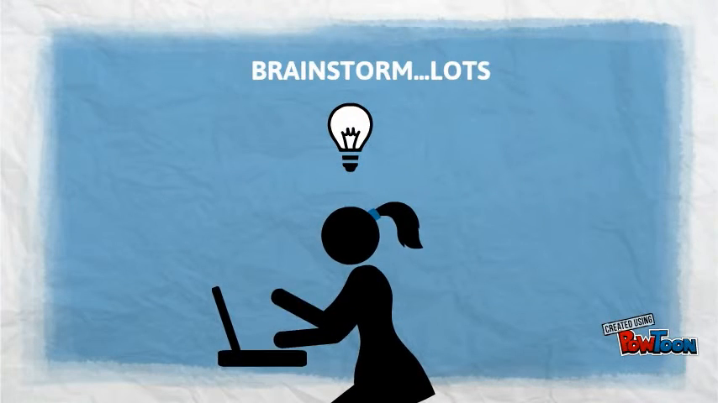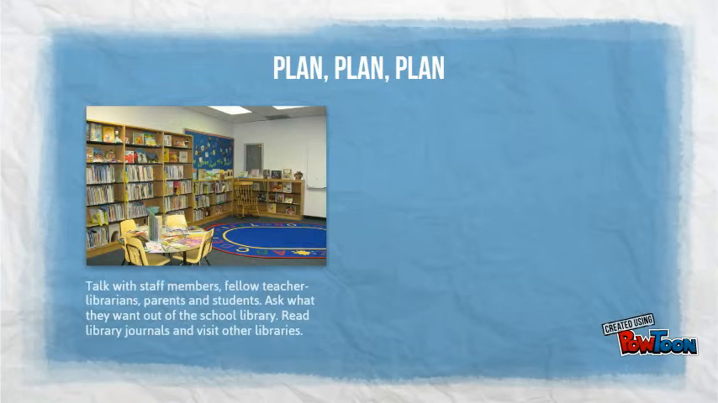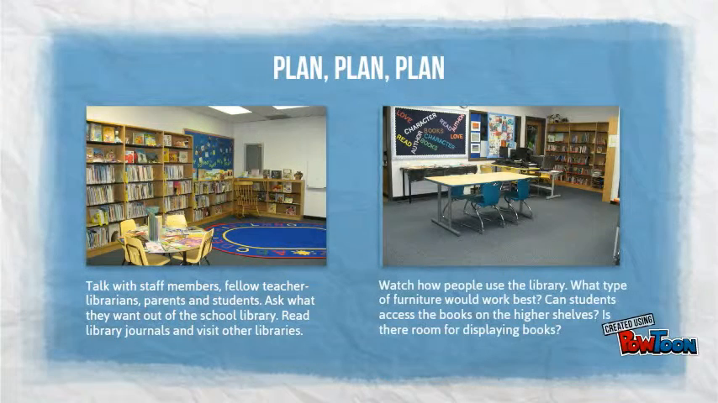Brainstorm, lots. Plan, plan, plan. Talk with staff members, fellow teacher librarians, parents, and students. Ask what they want of the school library. Read library journals and visit other libraries. Watch how people use the library. What type of furniture would work best? Can students access the books on the higher shelves? Is there room for displaying books?